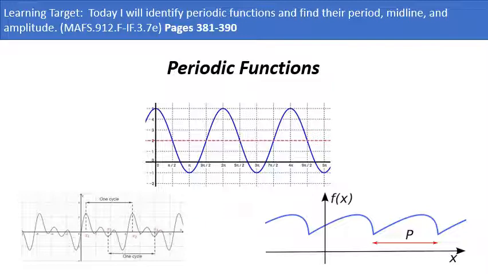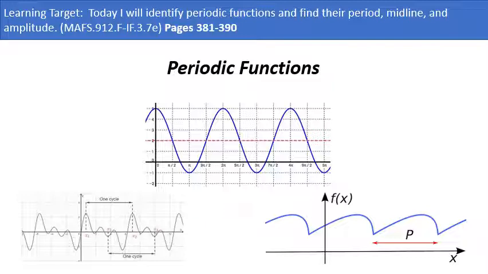Now, I know you're looking at these pictures and you're thinking, this does not look easy, but I promise you, at the end, you're going to feel like, I got this. I do want to remind you that this comes from pages 381 to 390 in your textbook, so if you have questions, you can always go there as a resource.